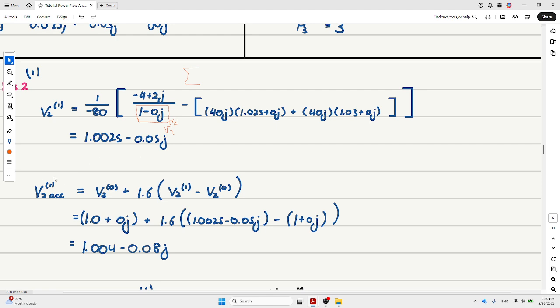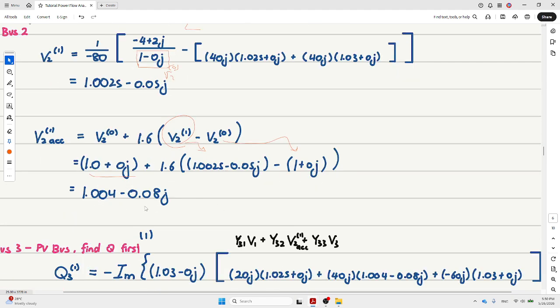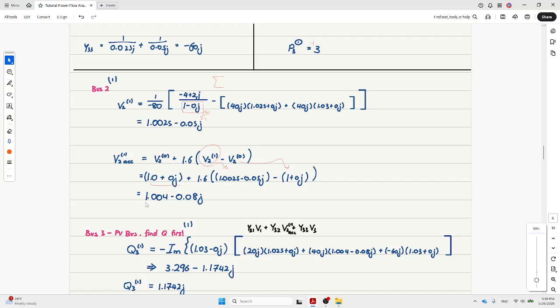Right now, as in the previous example, we have to use the acceleration factor. This time I use the other form of the equation; both are the same. You can try it several times and find out which one works better for you. So V2 in iteration 0, which is 1 with the angle of 0, plus the acceleration times the new value of V2 minus the previous value. You reach 1.004 minus 0.08j per unit. This is the voltage of bus 2 after acceleration.